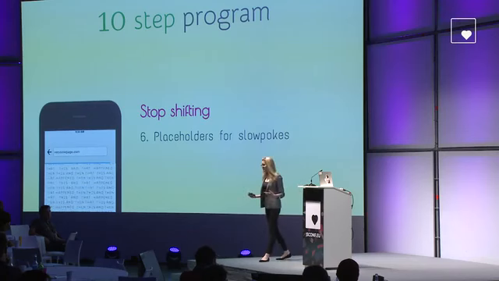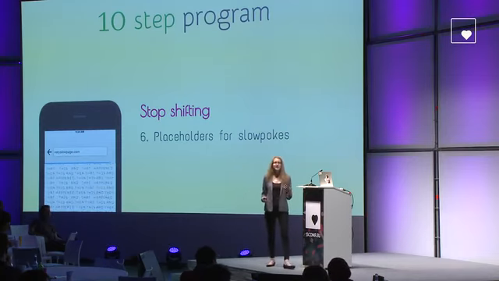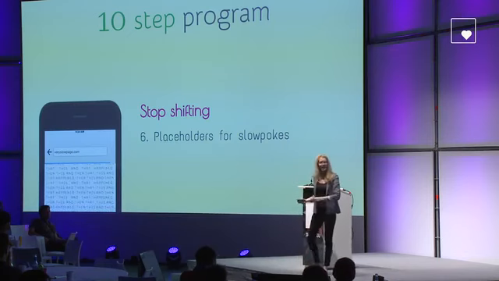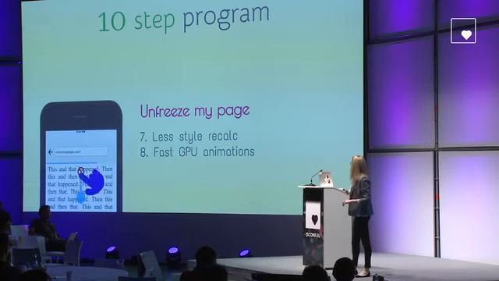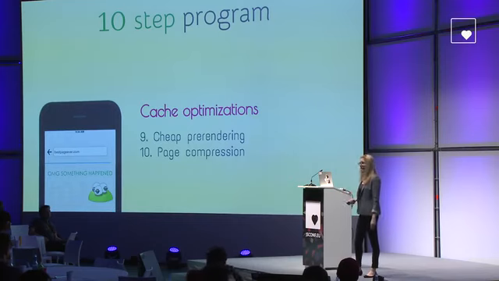Also, we use opacity magic to make sure that this doesn't happen, and we're going to do server-side rendering in the future so that there isn't even a tiny bit of a delay. And you want to stop shifting by having placeholders and static resource sizing so that your users don't suffer from this atrocity that ads usually commit. And then you want to unfreeze your page by giving your CPU space to breathe, so fewer calculations, and let the GPU do the animations. And then if you can do cache optimizations, then do cheap pre-rendering and compress your page.